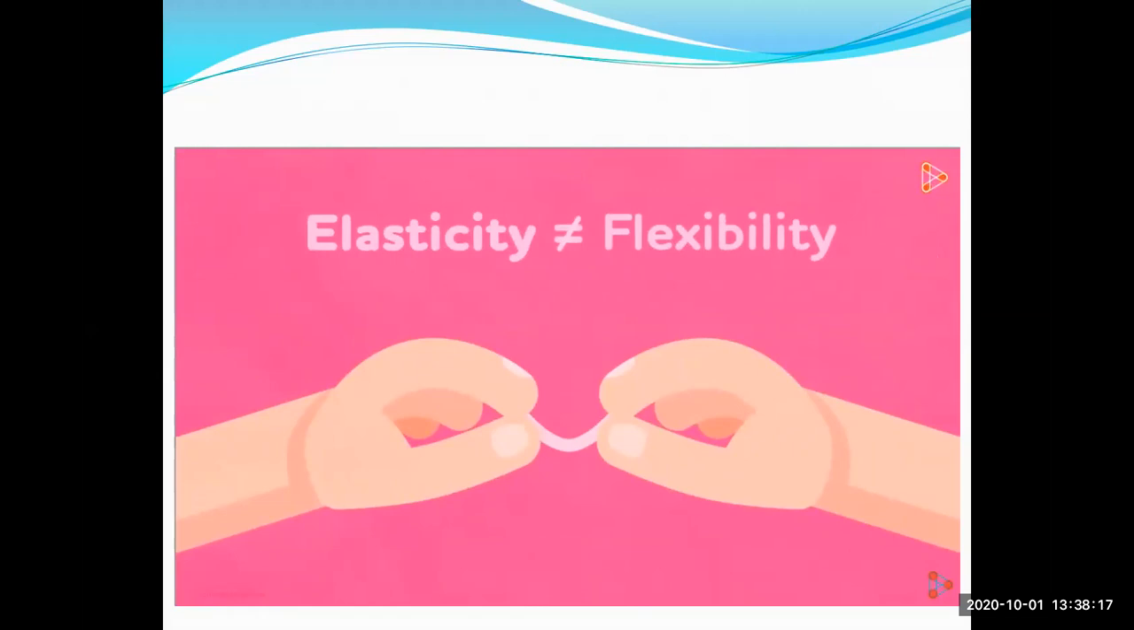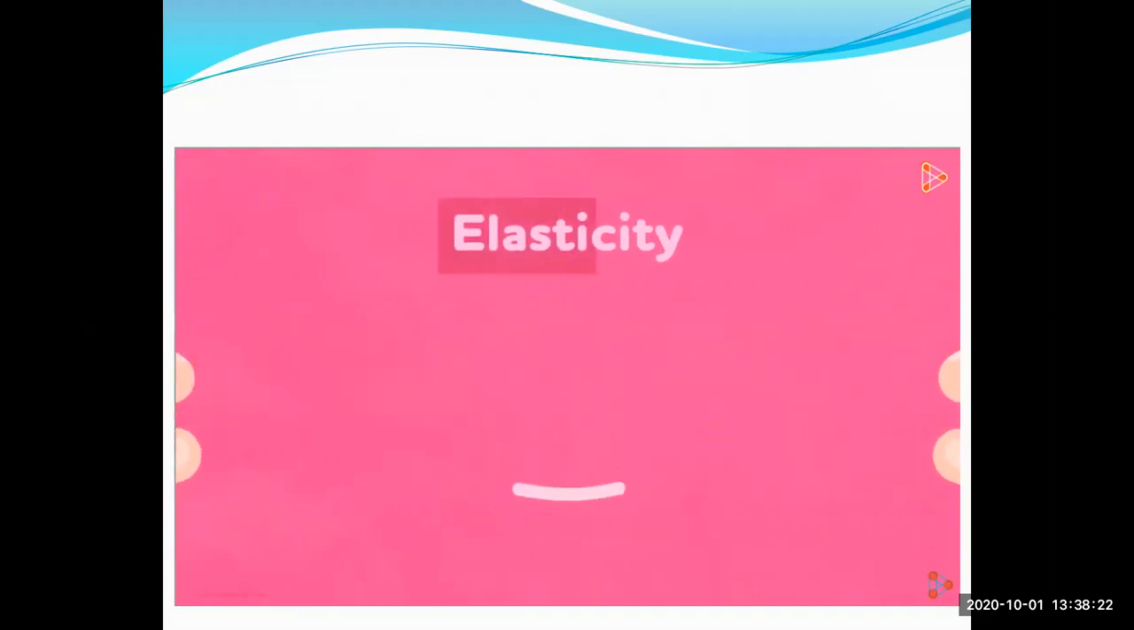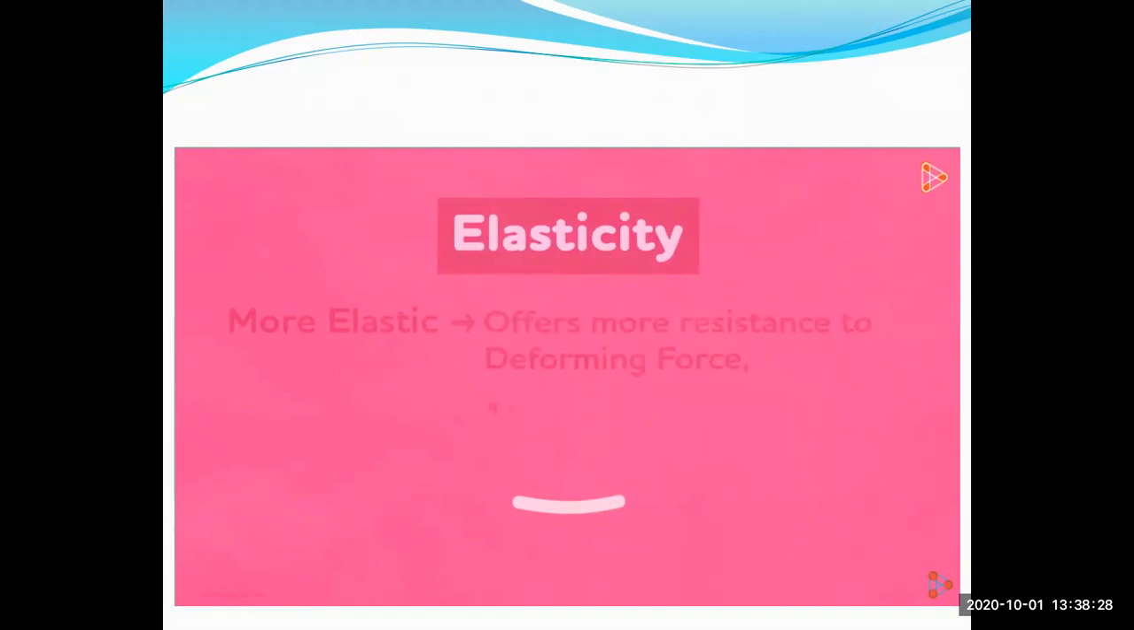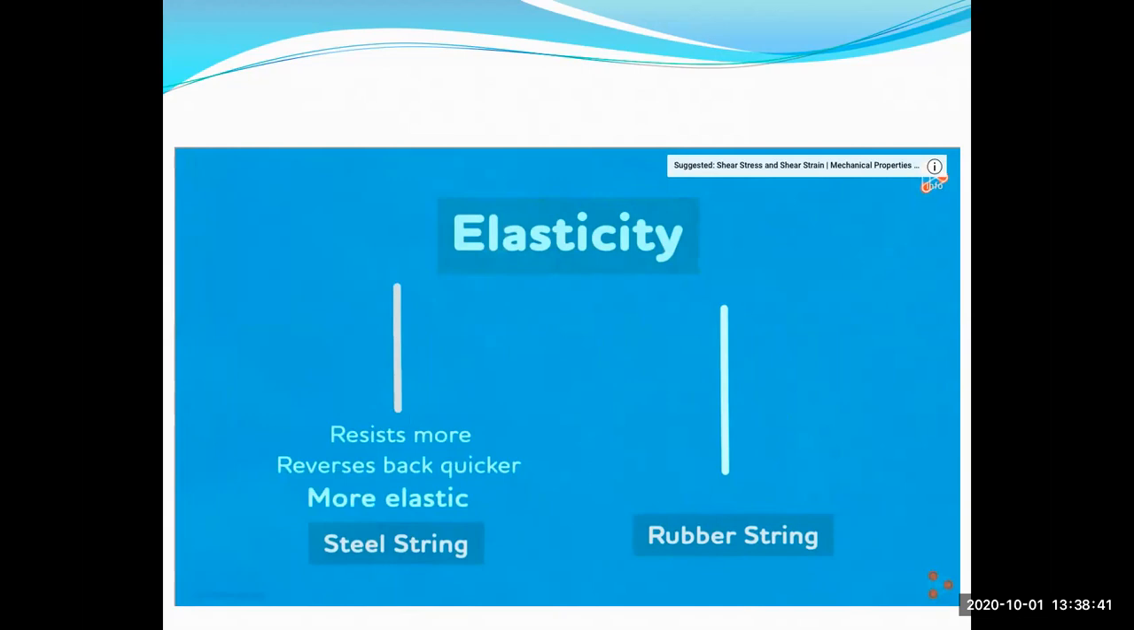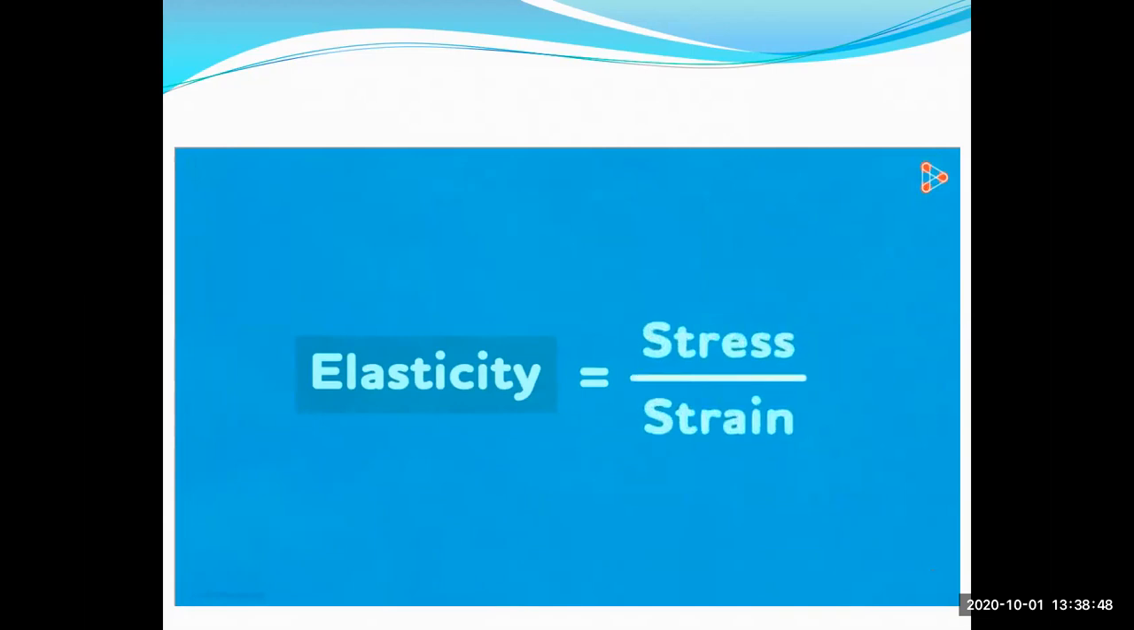In the language of physics, the term elastic has a very different meaning. In physics, we say a body is more elastic if it resists more to the deforming force and reverses back quicker to its original shape after the force is removed. And since steel resists more and reverses back to its original shape quicker, it's more elastic than rubber. We can mathematically define elasticity as the ratio of stress to strain.